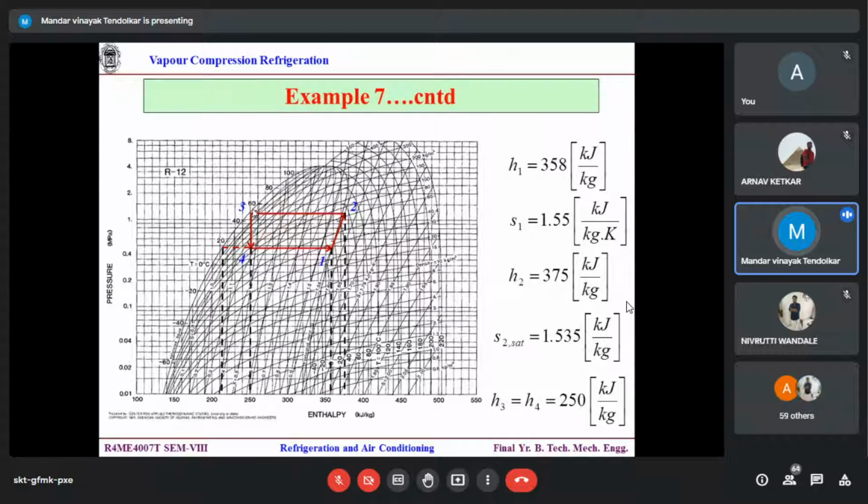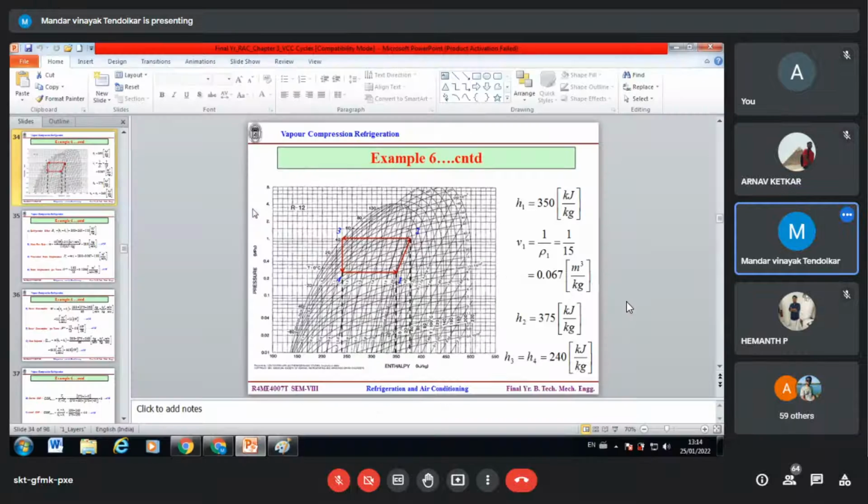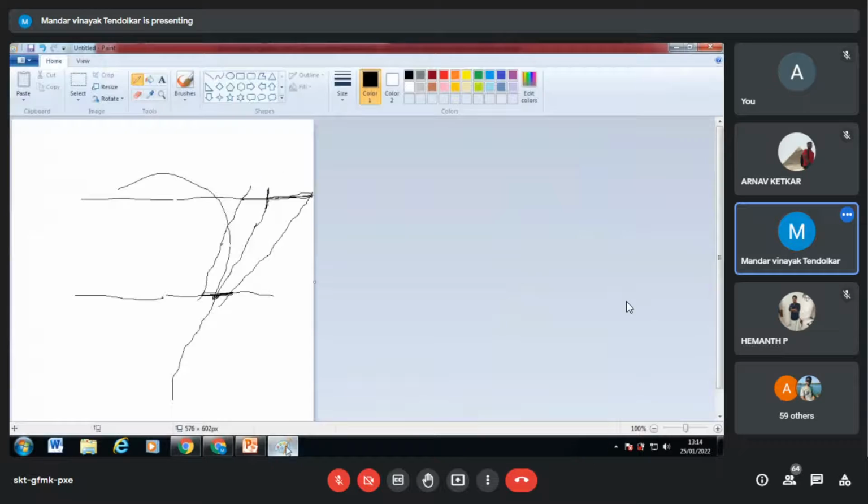Are you clear with the procedure? Or should I draw it on paint again? Sir, it is clear. Clear to everyone, or should I draw it on paint? Those were not clear. Because this is required in other numericals also. I think better to draw it on paint.